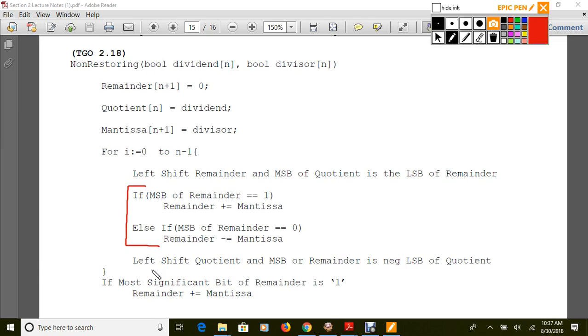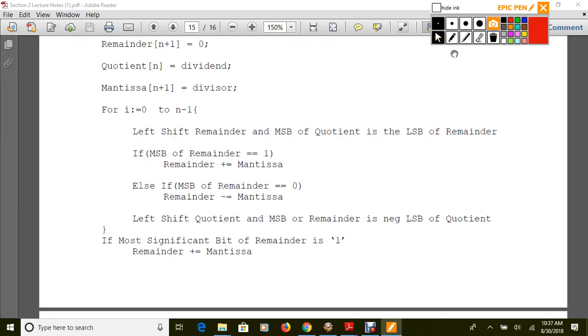If the most significant bit of the remainder is 1, you add the mantissa. If it's 0, you subtract it. And then likewise, you take the negation of the most significant bit of the remainder, and that becomes the least significant bit of the quotient every iteration. Now, this last little step is to address what I'm doing here, right?